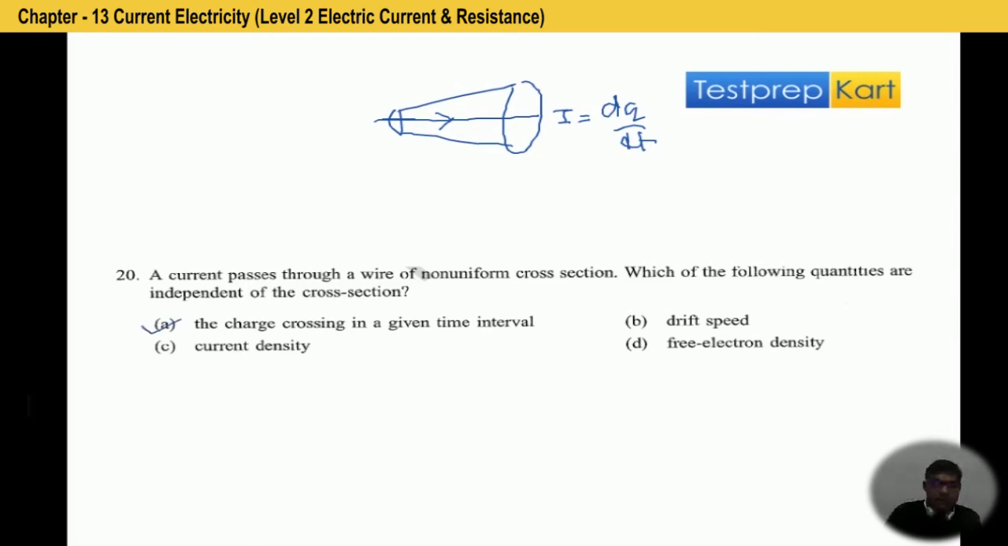Number 1. Current density depends on area, so it is not correct. Drift speed also depends on area, it's not correct. Next, free electron density. It depends on the nature of the material, and irrespective of its cross-sectional area, the free electron density would remain the same. So in this question, options A and D are right.